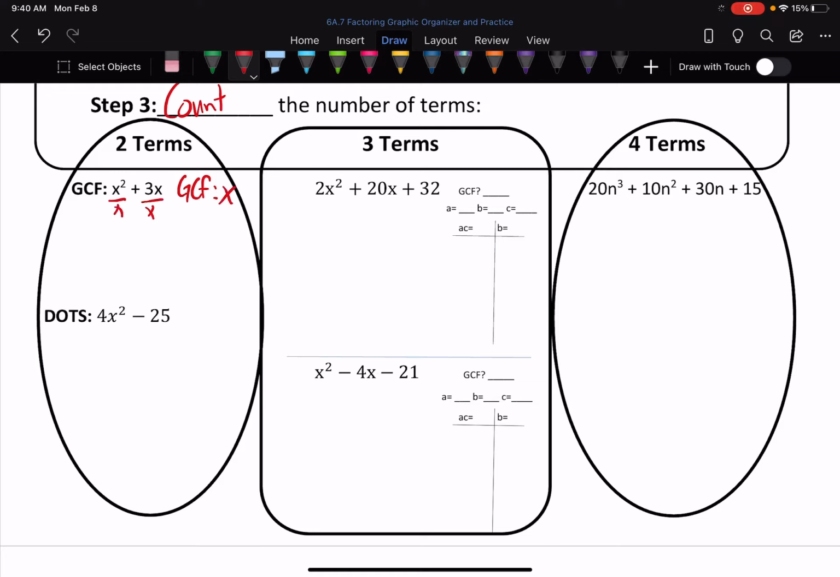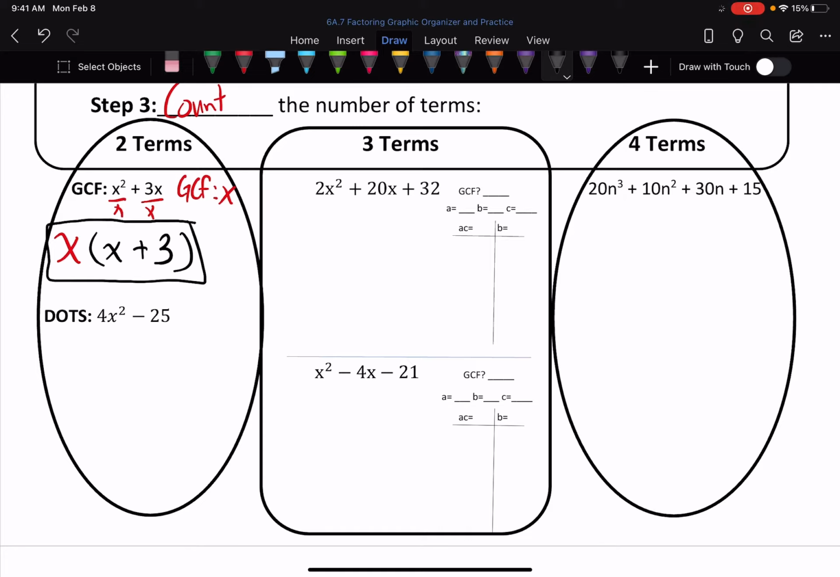And when I say factor out, we're going to divide both terms by that x because we're doing the opposite of the distributive property. So I've got my x as my greatest common factor. x squared divided by x is going to leave us with x. And then 3x divided by x will leave us with a 3. And that is your factored form of x squared plus 3x.